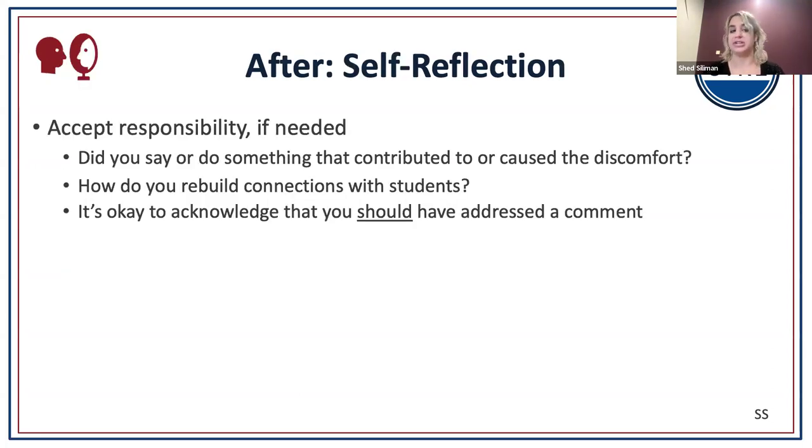And then, of course, self-reflection for us as instructors. It might happen that you will have to accept responsibility, if necessary, for a moment that you perpetuated without meaning to, right? A mistake that you made. Did you say or do something that contributed to or caused the discomfort? Did you skip over intervening because you weren't sure what to do or you didn't realize in the moment that it was hurtful? And then think about how you can rebuild connections with students. So taking accountability: I should have addressed a comment, or I should have corrected that person when they misgendered or said something offensive. And think about how you can earn trust back with your students and the community of the class.